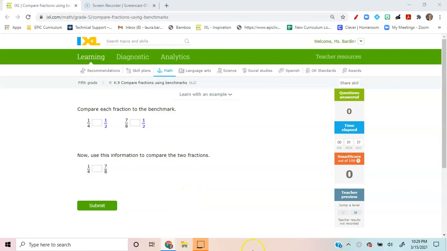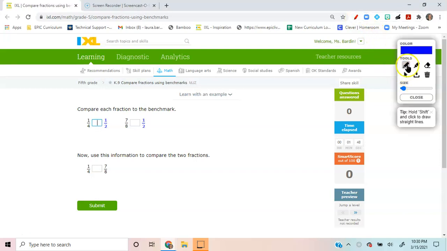Hi friends, welcome back. We are going to practice in 5th grade, compare fractions using benchmarks, and we're going to be using IXL today. So let's go ahead and get started. I want to give you this hint on how to work and compare fractions.